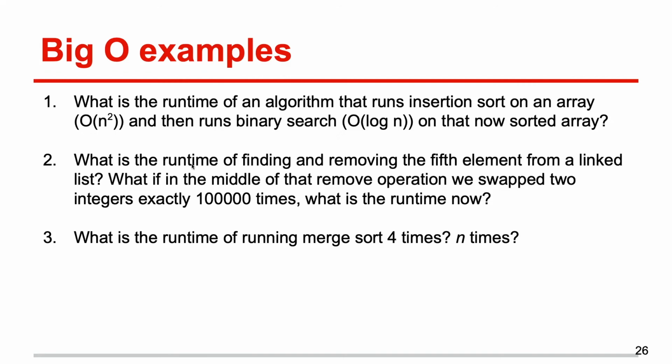So what is the runtime of finding and removing the fifth element from a linked list? Yeah, because it's always the fifth position, right? And what if in the middle of that remove operation we swapped two integers exactly 100,000 times? What is the runtime now? Still O of 1. Yeah, good. Because it's still essentially constant, right?